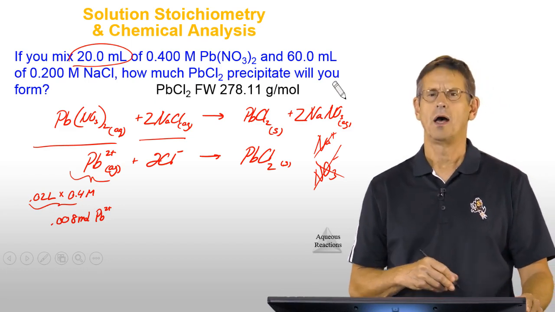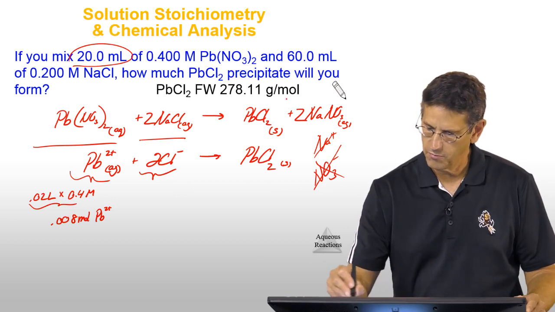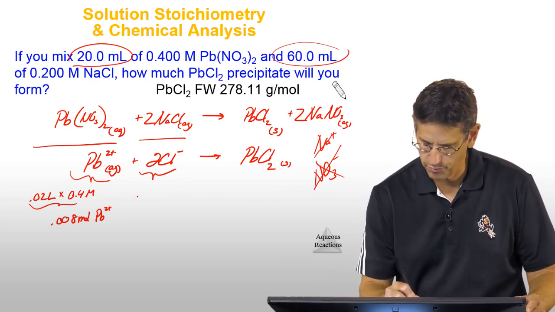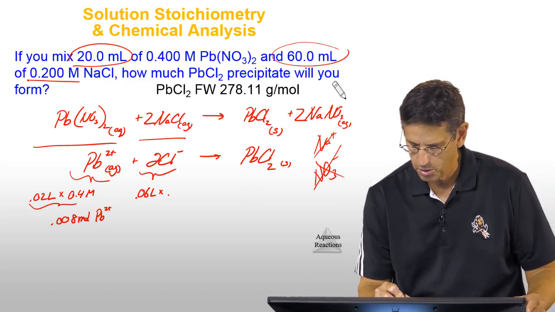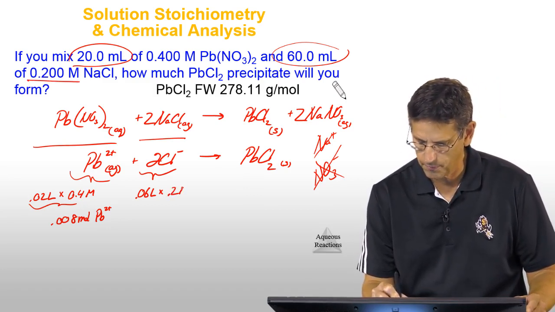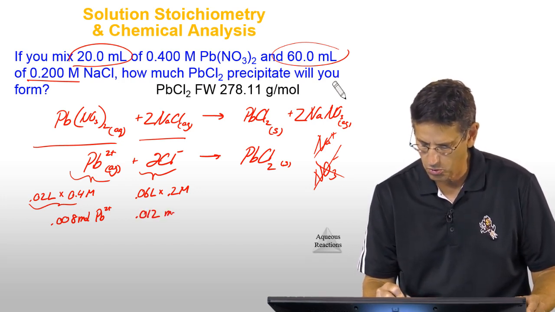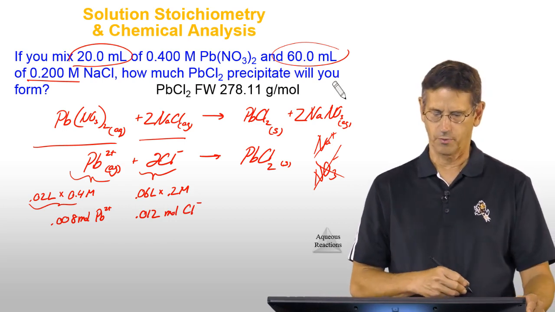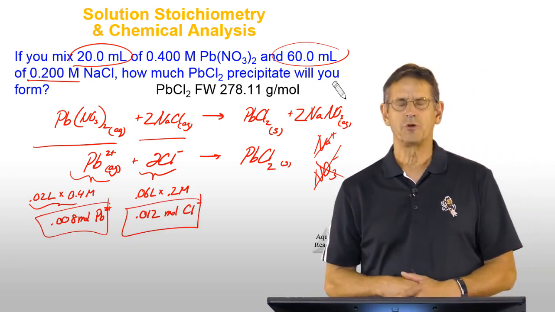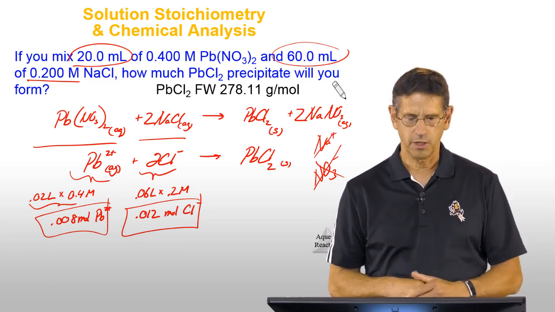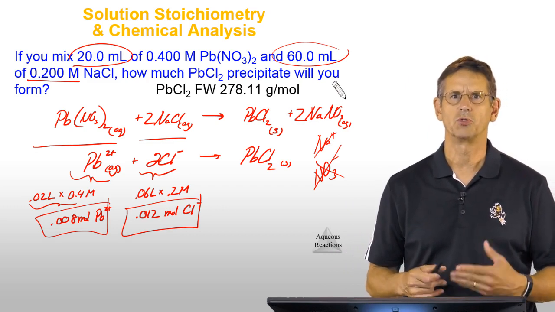How many moles of the chloride do we have? We've got 60 mils, so 0.06 liters times 0.2 molar. That means we've got 0.012 moles of chloride ion. Let me put boxes around that. So at first glance, you'd say they're not equal amounts. In fact, it looks like the lead is the limiting reactant because we have less of it.